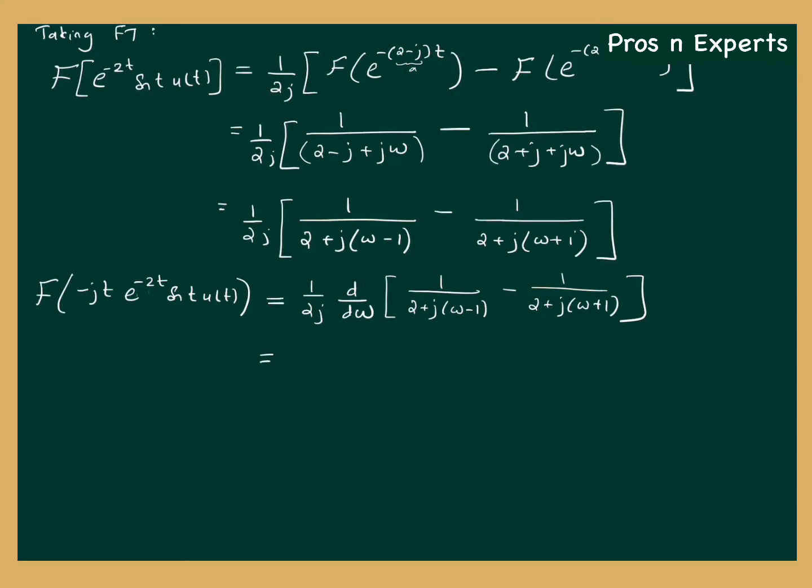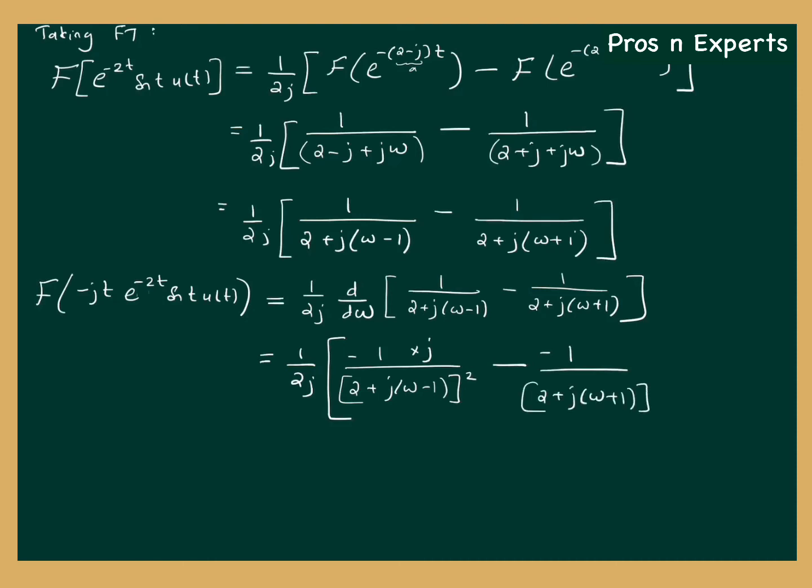Now let us attempt to differentiate it. 1 by 2j into, what is the differential of the first term? d by d omega of 1 by 2 plus j omega minus 1 will give you minus 1 by (2 plus j into omega minus 1) the whole square, into the differential of the denominator term. Differentiating with respect to omega, it will give you j, so multiplied by j. That is the first term. Minus d by d omega of our second term. Again it is a similar term, so we can write it as minus 1 by (2 plus j into omega plus 1) the whole square into j.